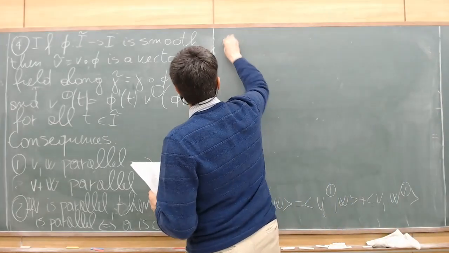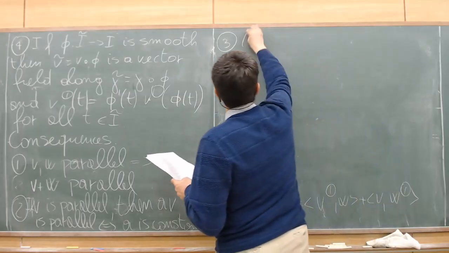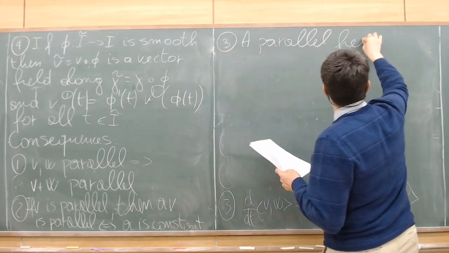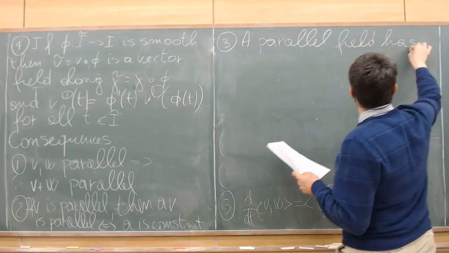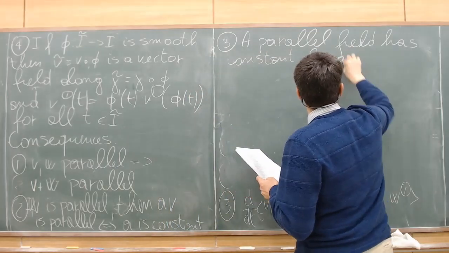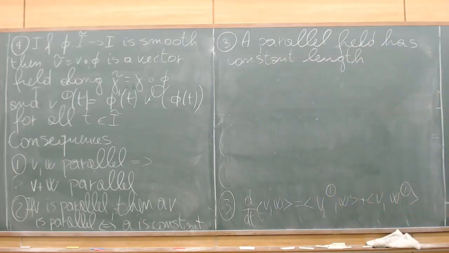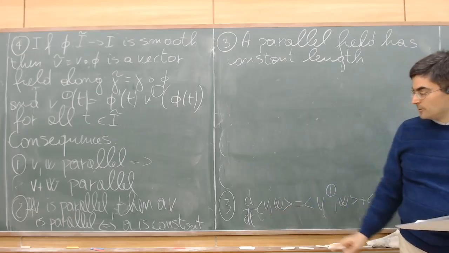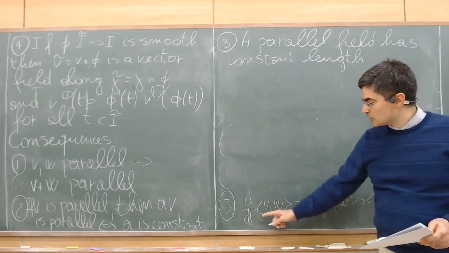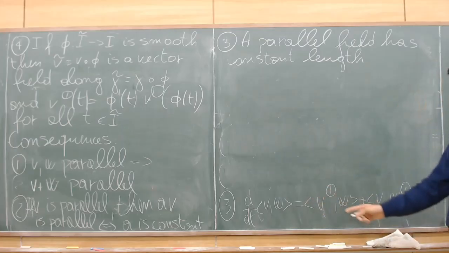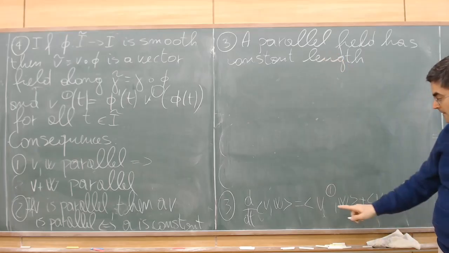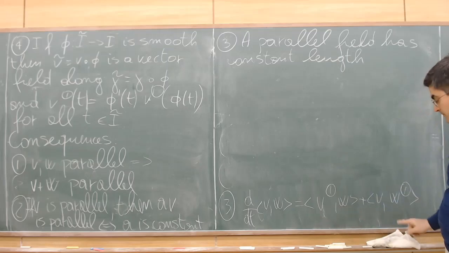Consequence of 3: a parallel field has a constant length. How to prove this? Take V equal to W, then you get the square of the length. The derivative of the square of the length is 0 if the vector field is parallel, that is, these two summands are 0.